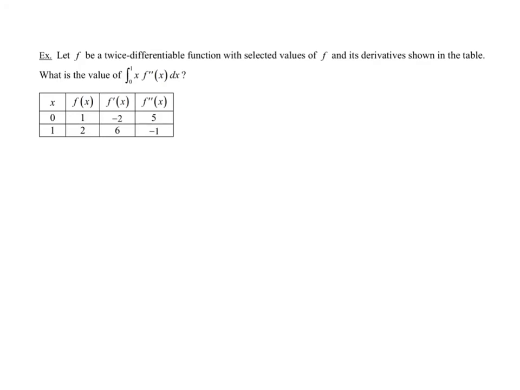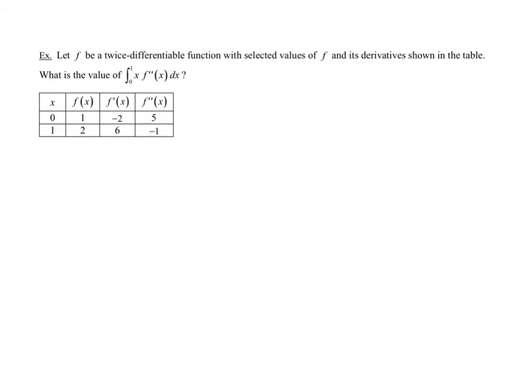Okay, in our next example, we're going to look at a problem that is more similar to what you might find on the AP exam because it has a table in it. And it's not going to look like an integration by parts problem, at least any that we've talked about before, because I'm not going to be able to use LIPET to figure out how to solve it.